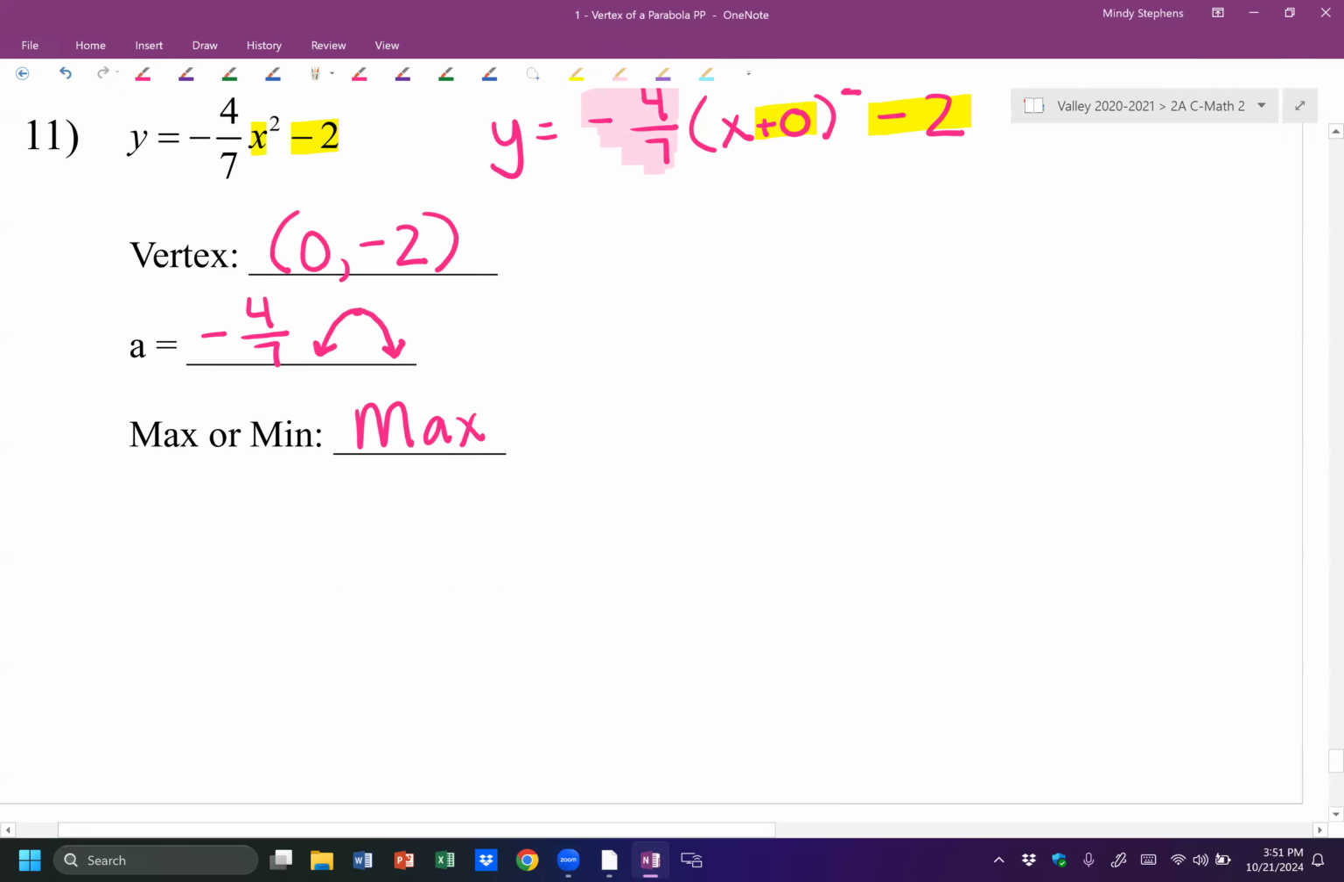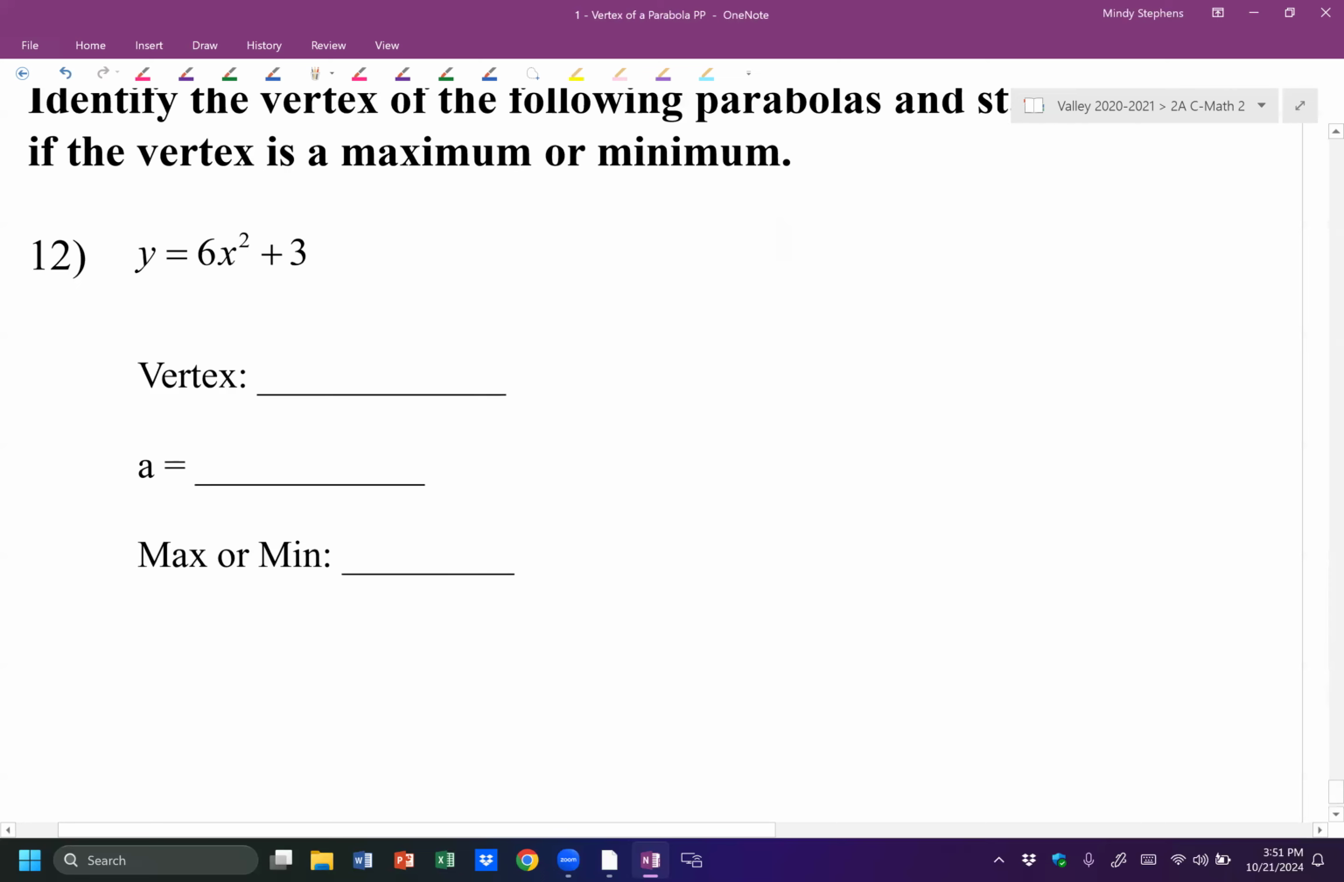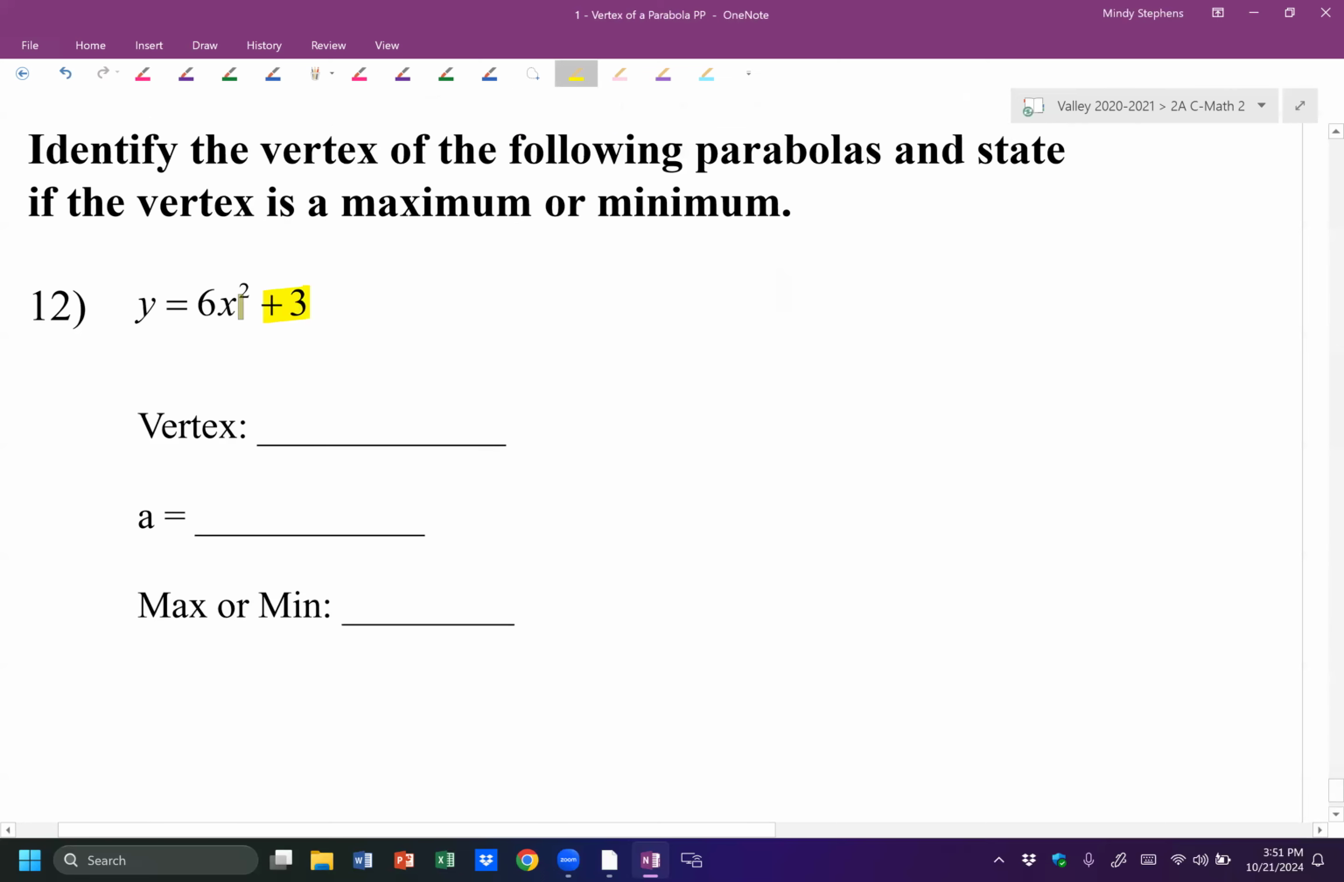All right, last one, number 12. Again, we have this 3, but we're missing the number inside of the parentheses. The parentheses aren't even there. So I'm going to write y equals 6, and then I put my parentheses, and the square is outside, and I have an x plus 0 inside of there. So that x turns into an x plus 0. It doesn't change the value of it. It's the same value. We're just putting a placeholder or a number there. So those two are my vertex, so 0, 3. And then the number in front, 6, is my A value.